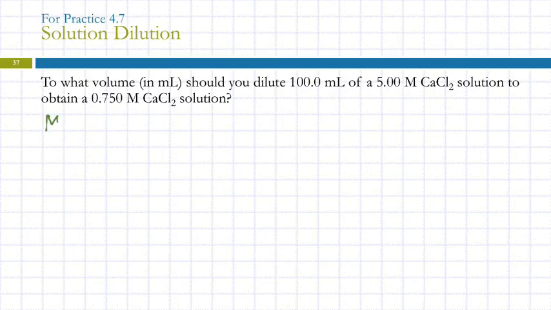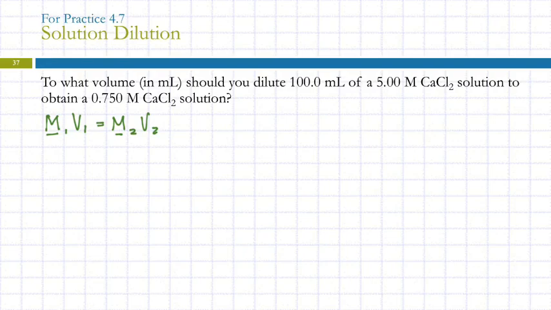So let's write that down. M1V1 equals M2V2. And I like that it's 1s and 2s instead of C's and D's for concentrated and dilute, because it doesn't matter which one you call solution 1 and which one you call solution 2, as long as you pair the concentrations and the volumes appropriately. So that's the equation we're going to use.